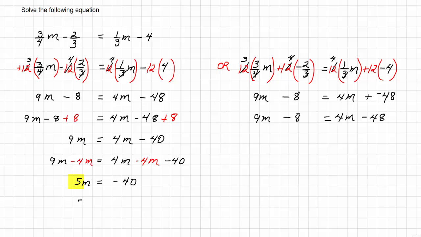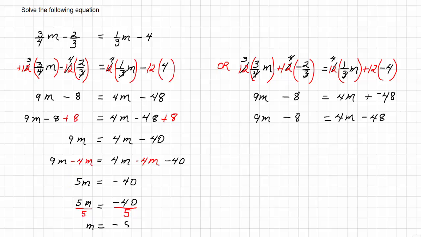In order to get 1m, we have to divide both sides of this equation by the coefficient of 5m, which is 5. So we get 5m over 5 equals negative 40, or minus 40 over 5. So m equals negative 8.